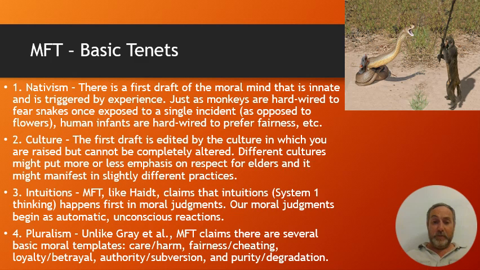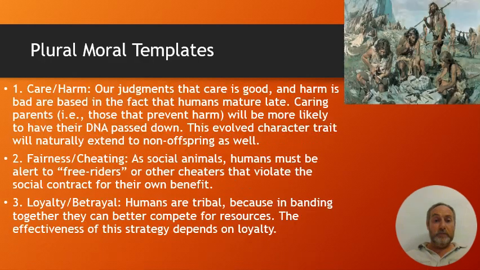So it's worth walking through these. We haven't yet gone through these different moral templates in much detail. Care and harm, we certainly have covered. So we judge that caring for other people is morally good. We judge that harming other people is morally bad. They have an evolutionary explanation for this. They say, well, this is because humans mature late.